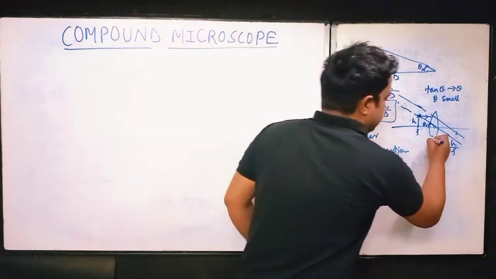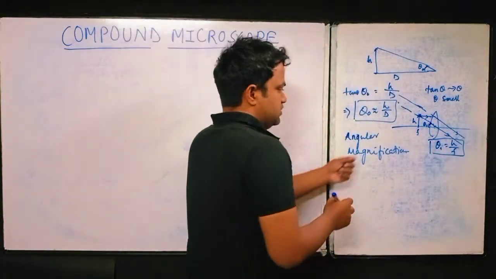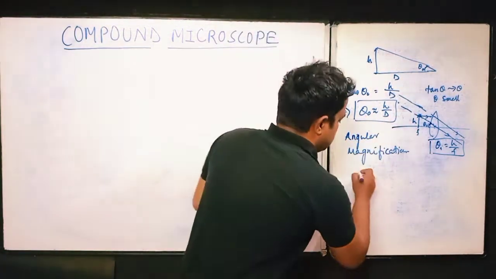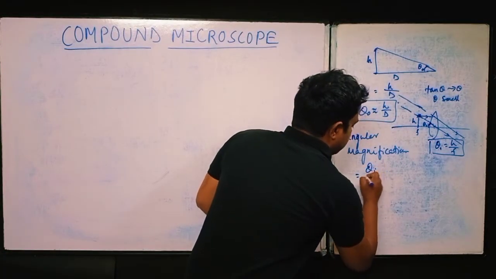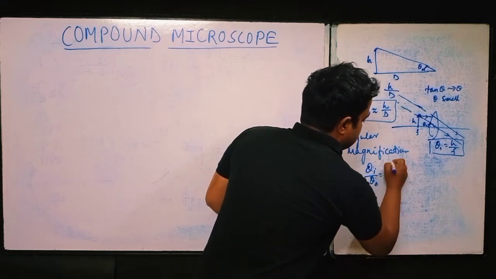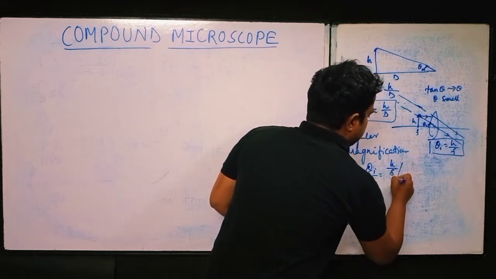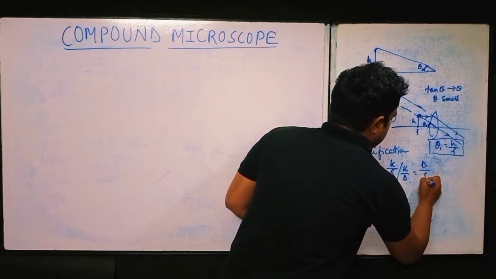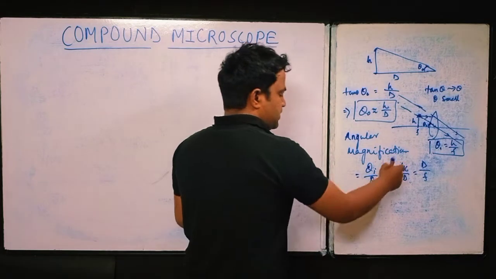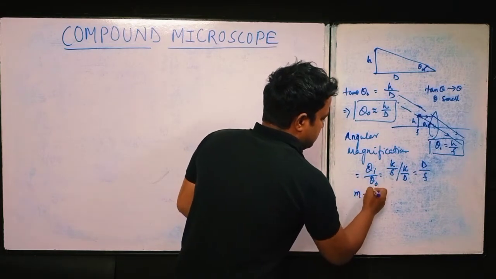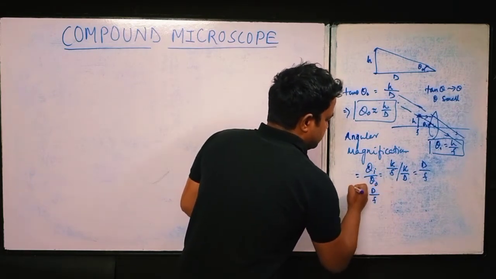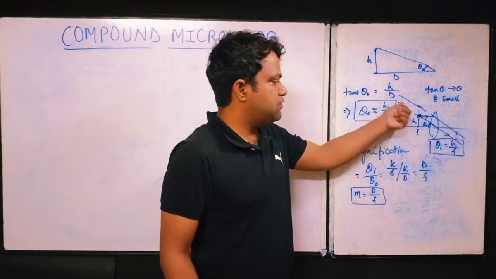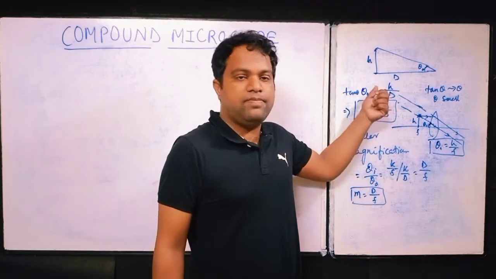Now angular magnification is theta I by theta 0. So angular magnification equal to theta I by theta 0, that is your h by f divided by h by D, h h cancel, which is equal to D by f. So remember your angular magnification m equal to D by f, and this is when the image is formed at infinity, that is the far point.